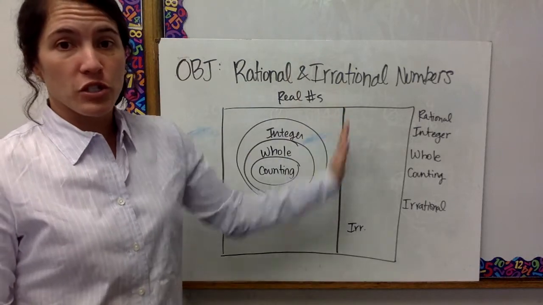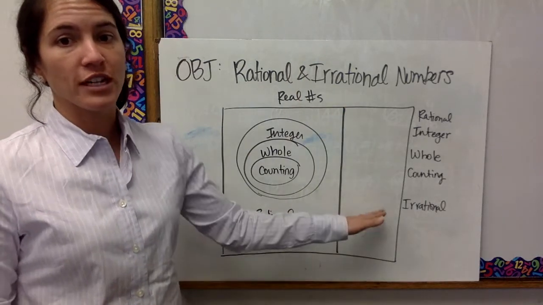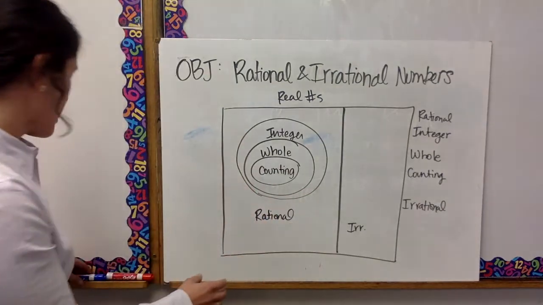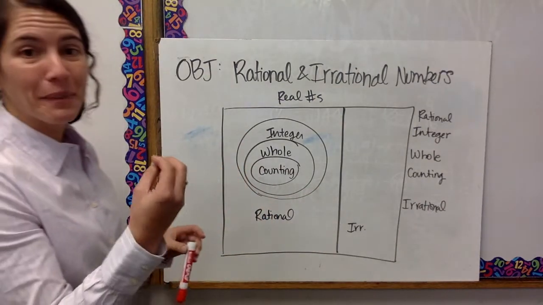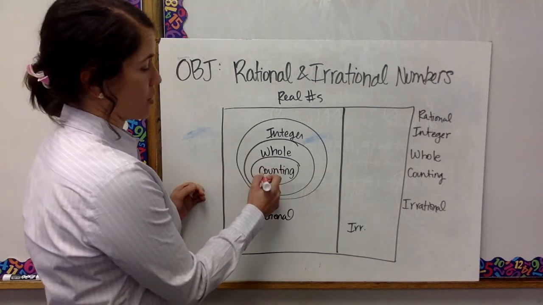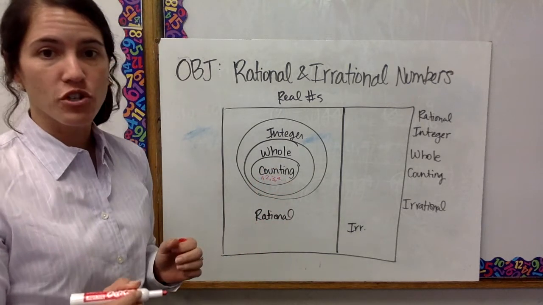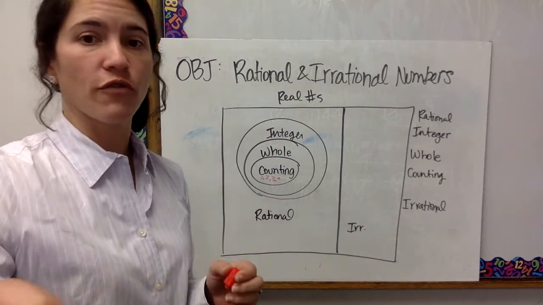Real numbers are broken up into two categories. We have rational and irrational. We're going to talk about rational numbers. In the easiest, most simplistic form, we have counting numbers. And when you count, you start with 1. So counting numbers starting with 1, 2, 3, 4, and so forth.